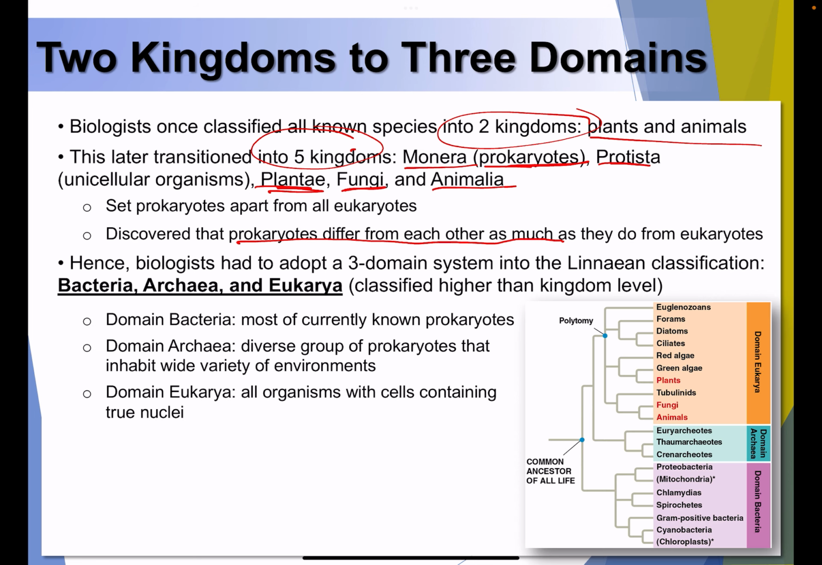So biologists then had to adopt a three-domain system. This is why domain was added later on into the Linnean classification: bacteria, archaea, and eukarya. These are the higher level, the domain system that is higher than the kingdom level, which is why there's a D before the K now.